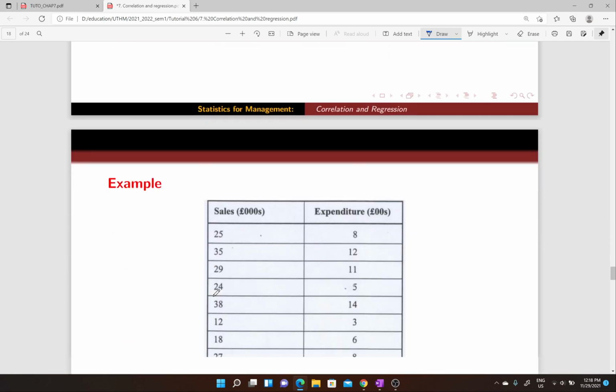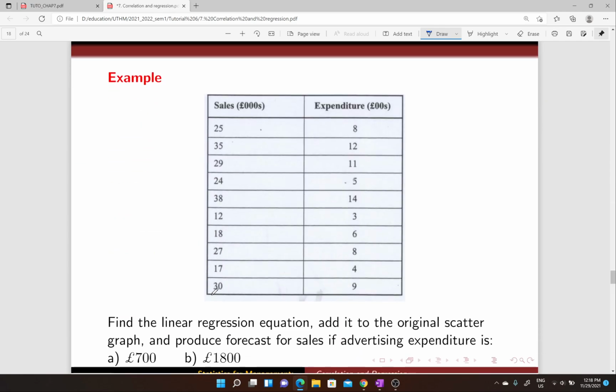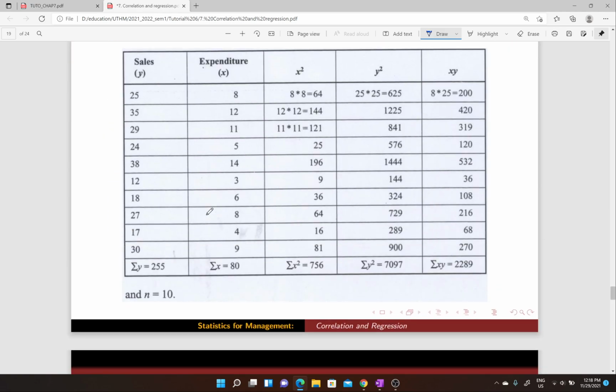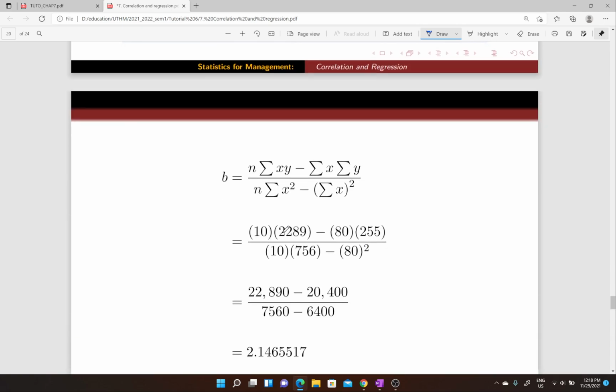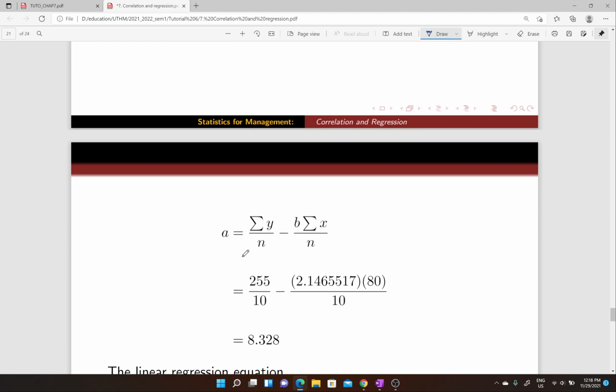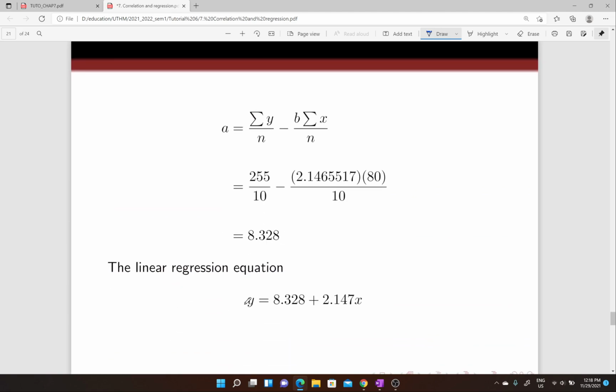Alright. So for example, the sales and expenditure, the one we did just now, we have this one, isn't it? So we substitute inside here. Our b will be 2.14 and our a will be 8.13. The regression line is this.